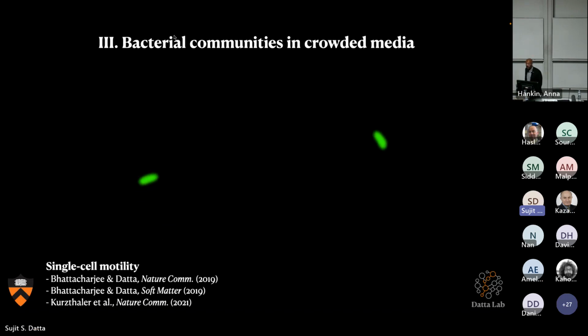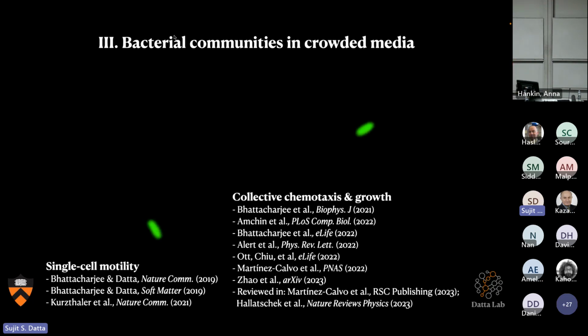And over the years, we found that the way individual cells move is completely different from what we expected, from what the textbooks told us. The way collectives of cells move and chemotax and grow is completely different from what we expected. And so today I'll share some of those vignettes with you.